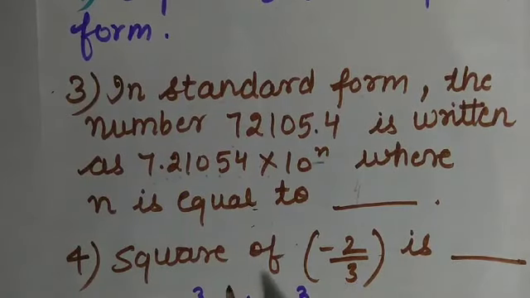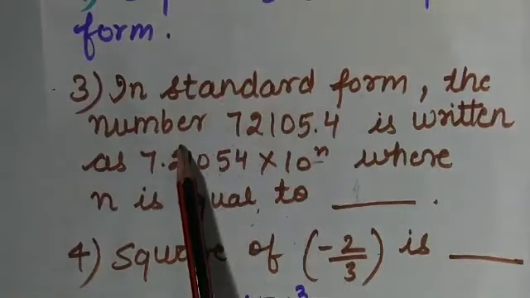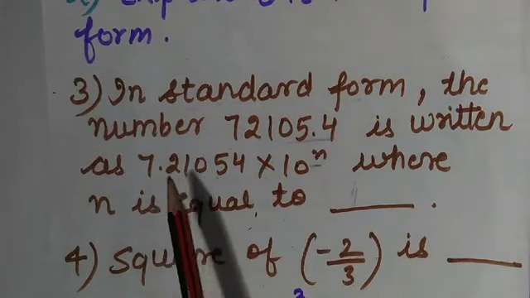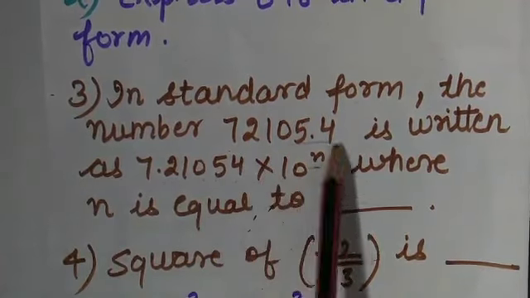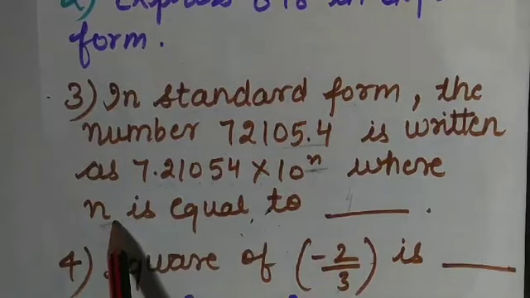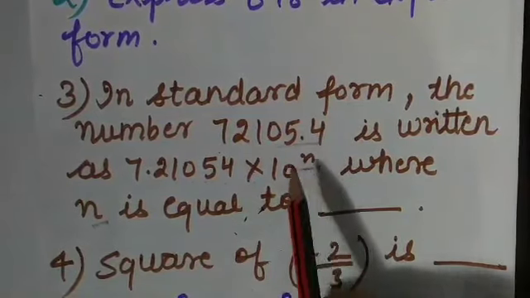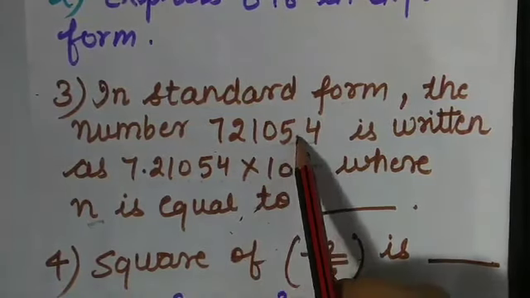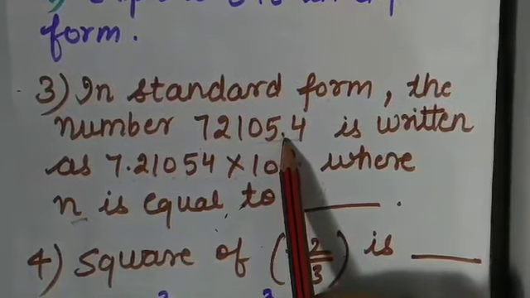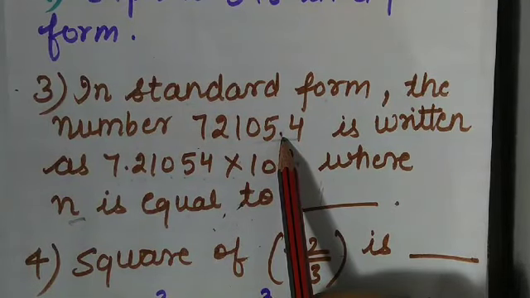Now question number 3 we are having is in standard form, or you can say in scientific notation. The number we have been given is written as 7.21054 into 10 to the power n, where we have to find the value of n. So in standard form we have learned that n is equal to the number of places the decimal got shifted to make the number lie between 1 and 10, including 1.